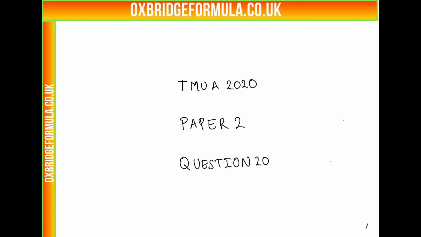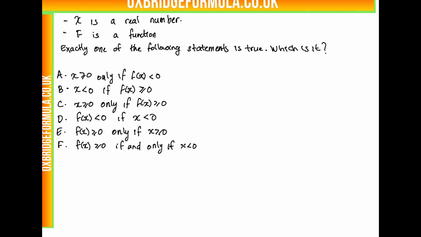This is question 20 of paper 2 from the TMUA 2020 exam. In this question, we're told that x is a real number and f is a function, and we're given a bunch of statements about x and f here. So some conditions on x that imply some condition on f, or some conditions on f that imply some condition on x. And we're told that only one of these statements can be true. So which one is it?